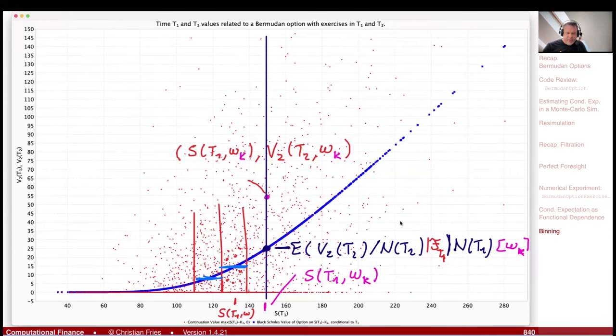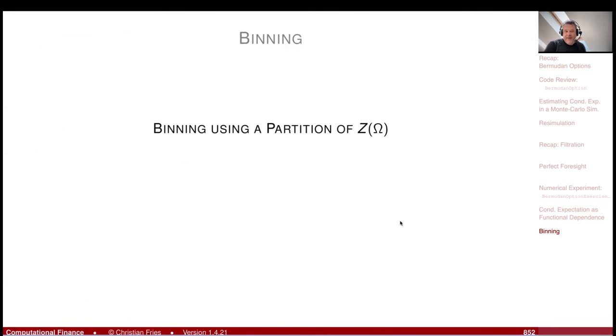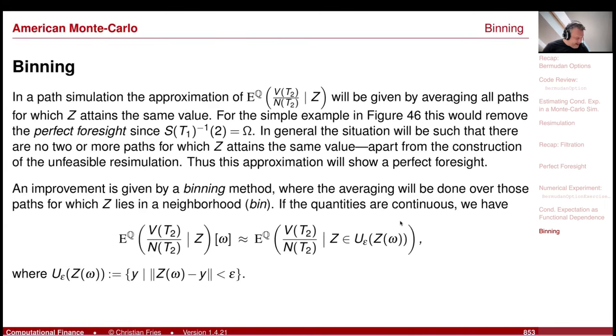approximation of my conditional expectation. By the way, here in the picture, you wouldn't believe that the conditional expectation is so low, but you have to recall there are a lot of values around zero here. So this is now the first technique that really works. It's binning. So in binning, we actually replace the condition with respect to Z on a specific sample path, which means to condition on a single value of the Z, so Z of omega. We replace this by Z being in some epsilon neighborhood around that value. So I have a kind of bin here, a neighborhood around that value.